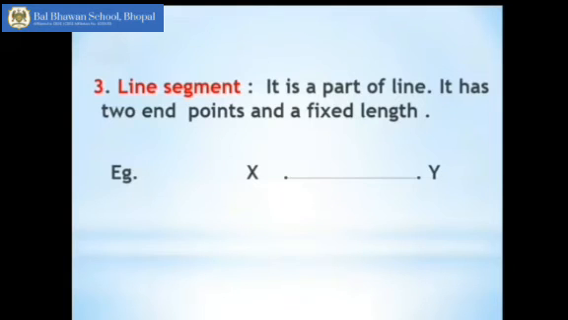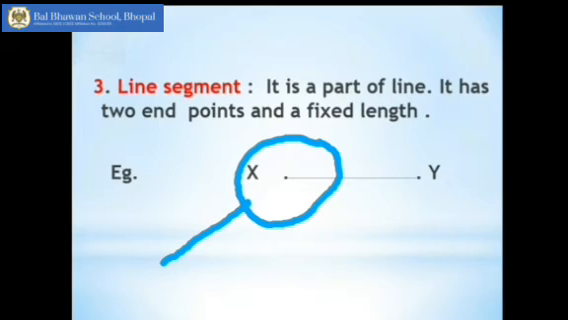Now, next is line segment. Children, a line segment is a part of a line and it has two endpoints. As we can see here in this example, there are two dots at the end of this line segment, which indicates that it cannot be extended further. So it has two endpoints and a fixed length. Now let us see some examples of line segment.